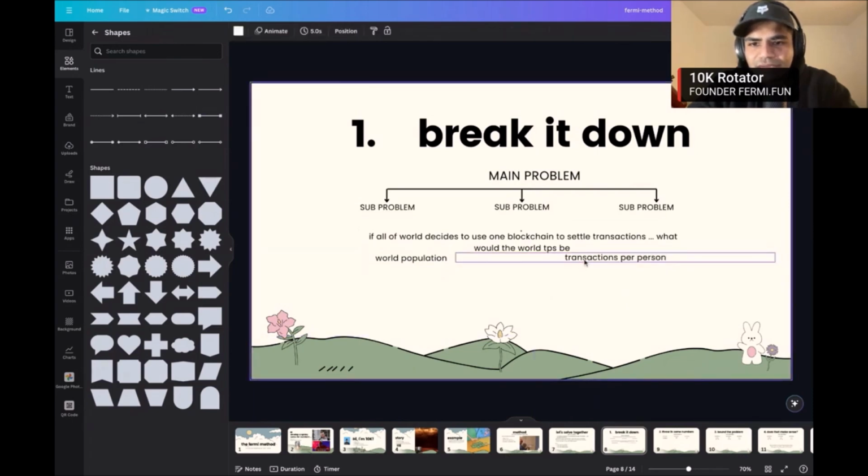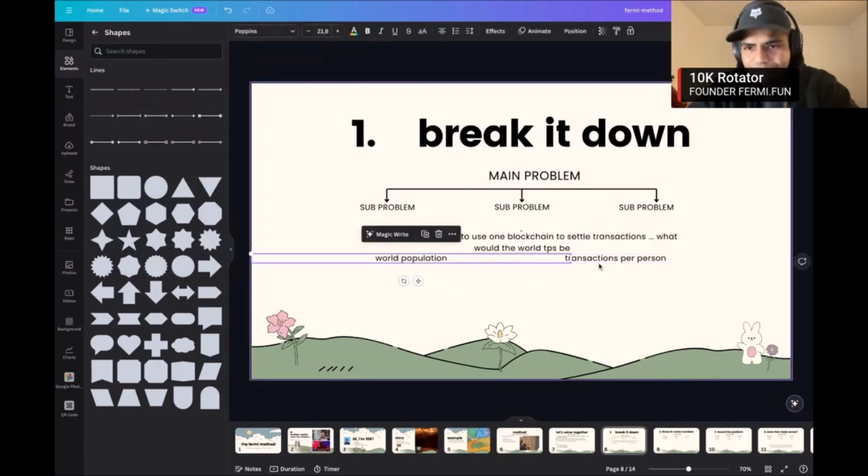Now you can break this further down into population of your country. If you don't know the world population, it's about 8 billion. But let's say you don't know it, you can just break it down into population of America times a rough approximation of how many countries are there, just like America. And how do you break down transactions per person? Just look at how many transactions you make per single day. I make about 10 to 20 transactions, not more, and the average should be somewhere around there.